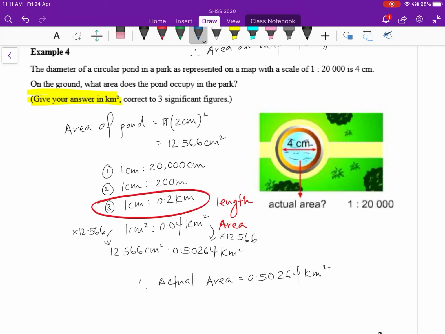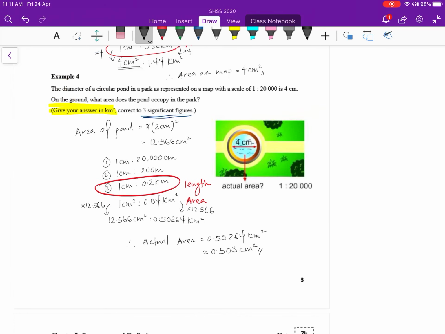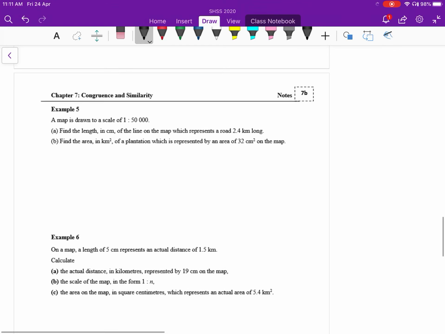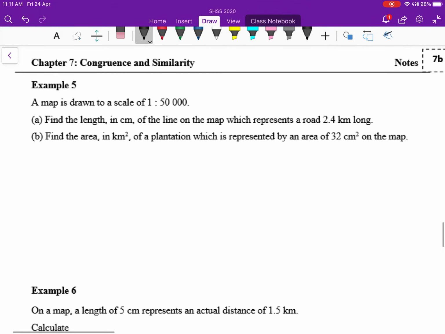Oh, it says, sorry, correct to 3 significant figures. So we round it off to 3 significant figures. 0.503 km square. Alright, so we're done with example 4. Last 2 examples, example 5 and example 6, and we are done.